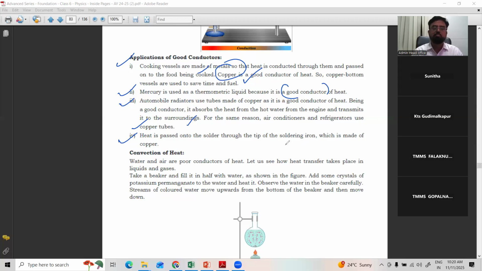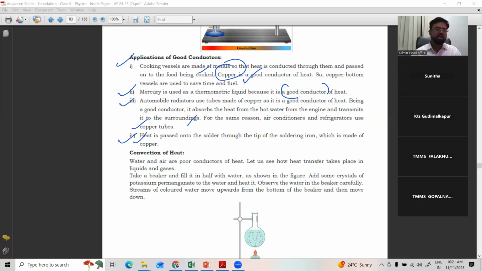Then heat is passed onto the solder through the tip of the soldering iron, which is made of copper. The electrician uses a soldering iron to join two wires, with a soldering machine and soldering wire. That soldering wire is also made of copper because it's a very good conductor. By heating that solder, they stick two objects on a board, like a motherboard.